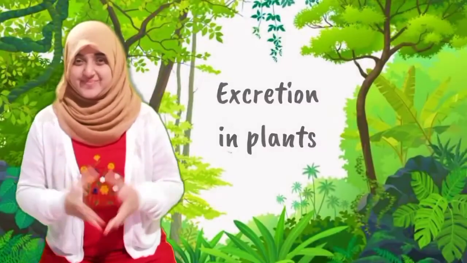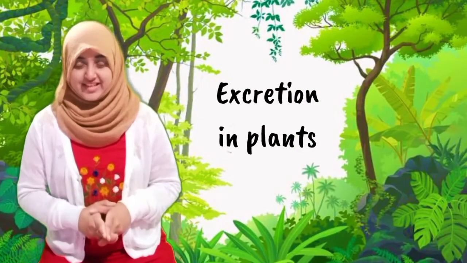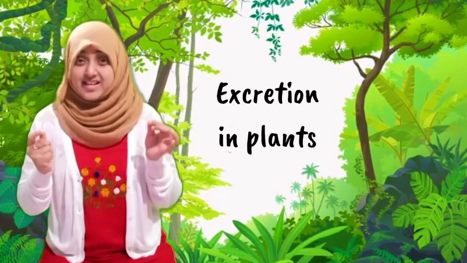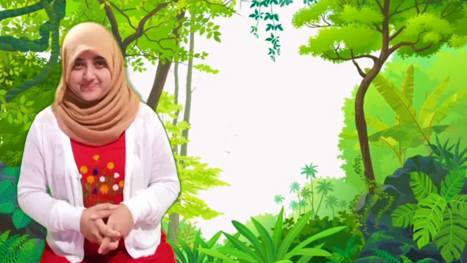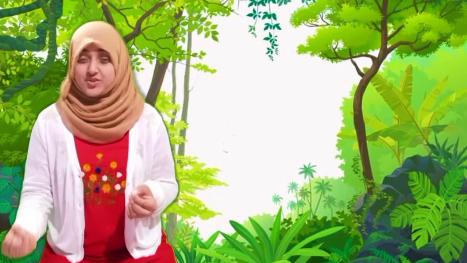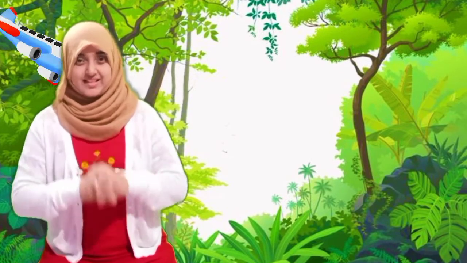Now that we saw excretion in case of humans, let us now see excretion in case of plants. Well, don't be surprised. Yes, even plants have wastes that need to be removed out of the plant body. But unlike humans and animals, plants do not urinate. Instead, they have other ways to remove the wastes from the plant body. So let us see a few of them.